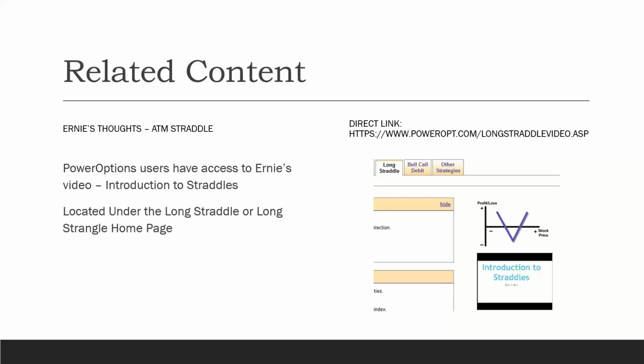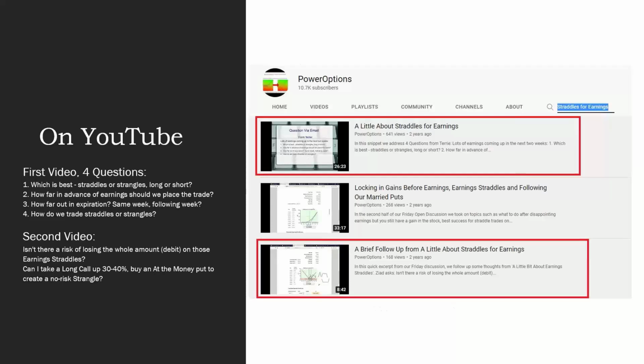First, some related content you might want to take a look at. On the Long Straddle and Long Strangle homepage on Power Options, those of you in a trial or subscribers, you have access to Ernie's video, Introduction to Straddles. Just go to the Long Straddle page or the Long Strangle homepage. The direct link, of course, is powerop.com/longstraddlevideo.asp. I don't think you have to be logged in to access that play. It's about 35, 40 minutes.